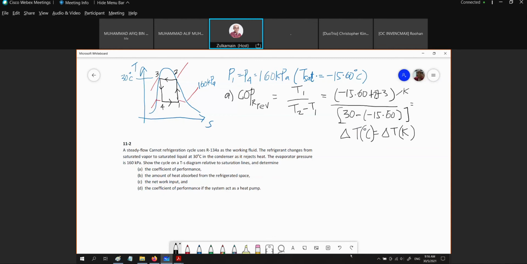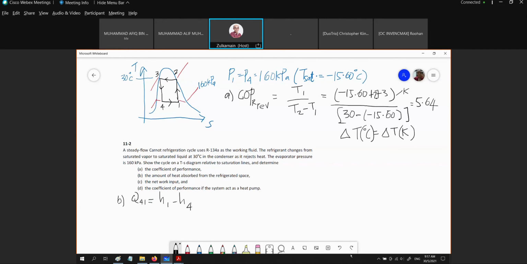So can someone give me what is the COPR in this case? 5.64. Okay, so that is part A. And then for part B, we are going to get the amount of heat absorbed from the refrigerated space, which is Q41. And this Q41 we could get from H1 minus H4.